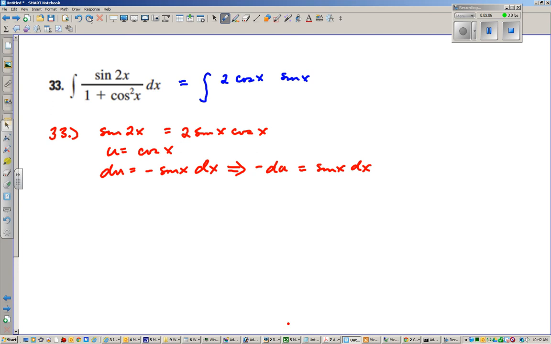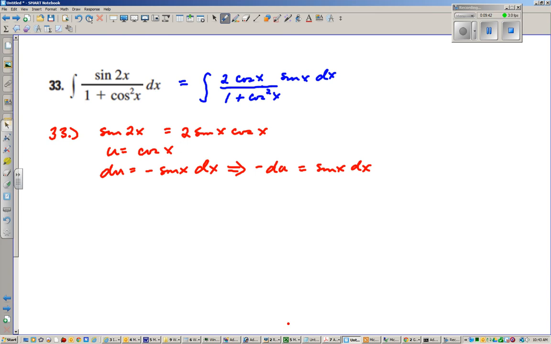I'm going to put that in place of my numerator, which was sine 2x. Downstairs, of course, I've got 1 plus cosine squared x, and then I have the dx on the end. And I'm doing that because notice that if I let u equal the cosine of x, then the derivative of cosine is negative sine, so negative du becomes a good way of restating the sine of x dx.